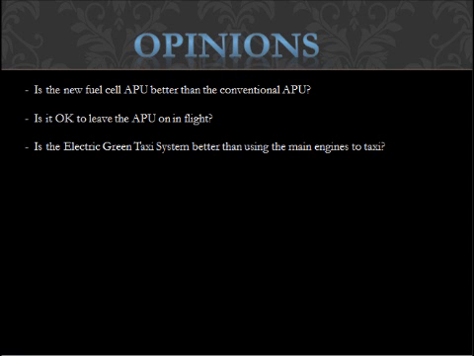Is it a good idea to replace the gas turbine auxiliary power unit with the fuel cell auxiliary power unit? Personally, I think it's a good idea to replace the current gas turbine auxiliary power unit with the newer technology, the fuel cell auxiliary power unit, because the benefits clearly outweigh the disadvantages of having it.